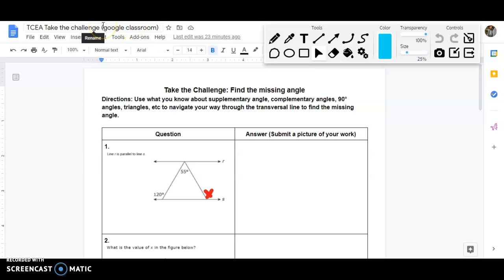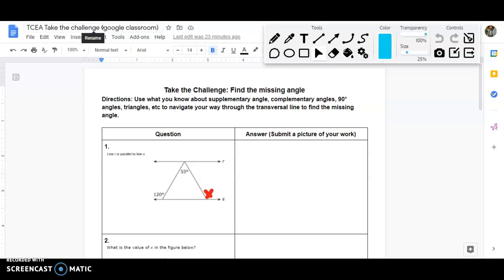Okay, in this particular video, I'm going to walk you through some tips and tricks for completing today's assignment. Today's assignment is called Take the Challenge, Finding the Missing Angle. Directions: use what you know about supplementary and complementary angles, 90-degree angles, triangles, etc. to navigate your way through the transversal line.